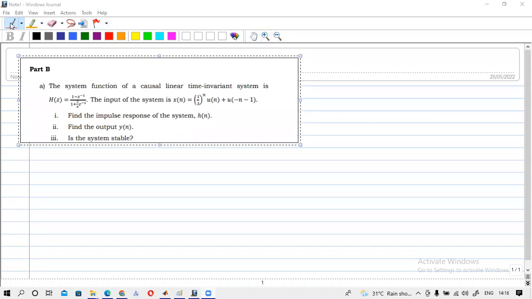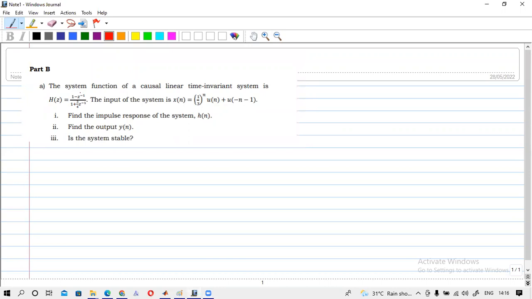So here we are given a causal linear time invariant system. Okay, so we have a system like this. And this will be a linear time invariant system, and also this will be causal.